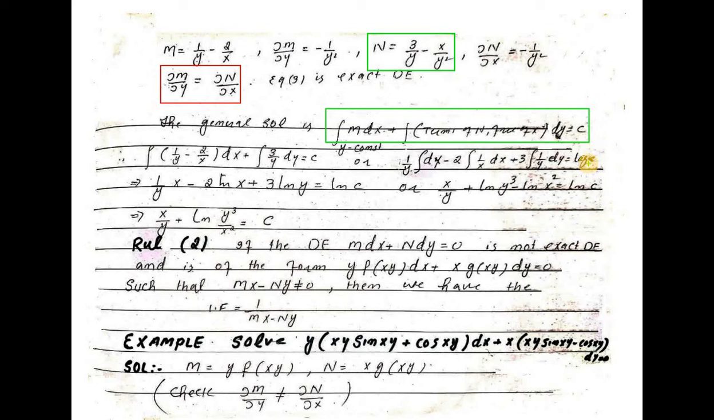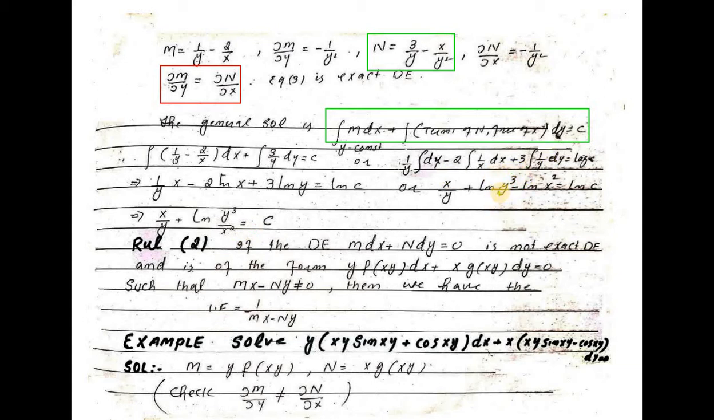We can take any constant of integration. Here we have taken it as log c. Now simplifying, this is the simplification. The 2 will go to x, it will become log x square, log y cube. Now finally writing this equation in this form, we will get the general solution as x over y plus log of y cube over x square is equal to c.